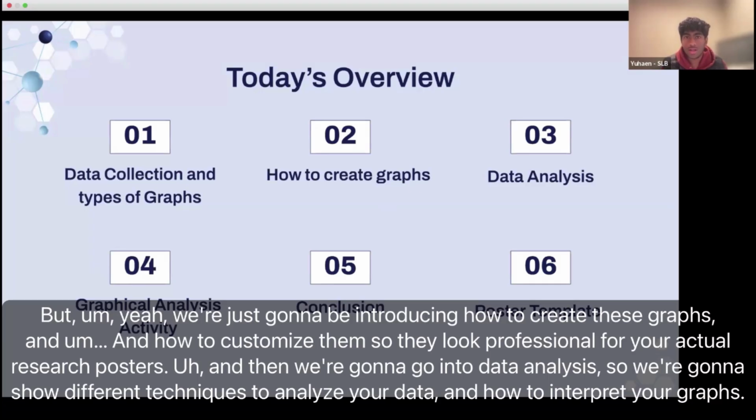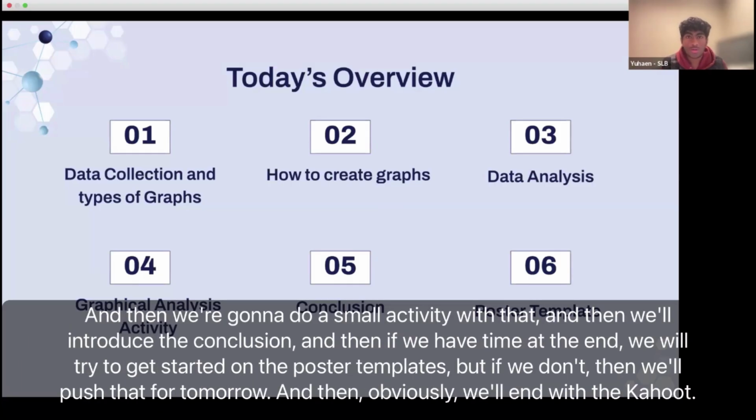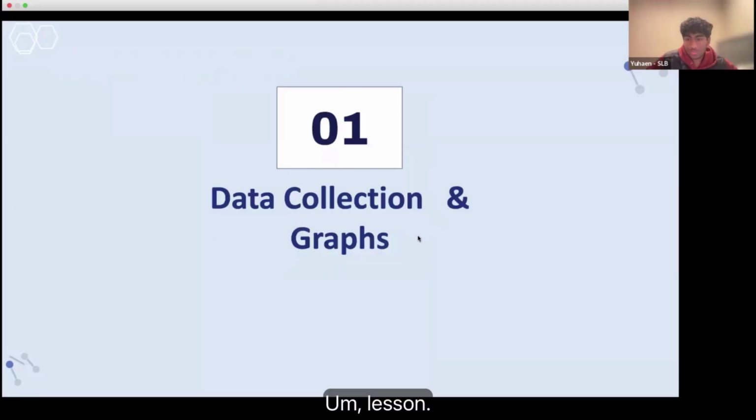Then we're going to go into data analysis. So we're going to show different techniques to analyze your data and how to interpret your graphs. And then we're going to do a small activity with that. And then we'll introduce the conclusion. And then if we have time at the end, we will try to get started on the poster templates. But if we don't, then we'll push that for tomorrow. And then obviously we'll end with the Kahoot.